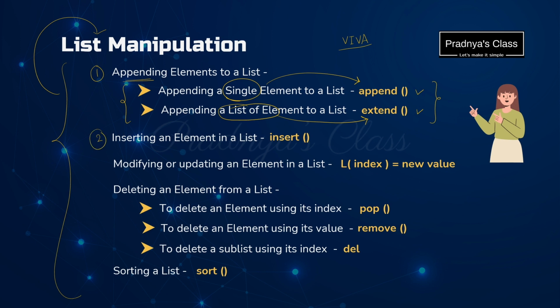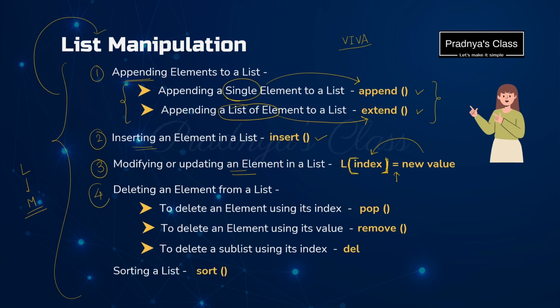Proceed to the second operation, that is inserting an item into a list. For that we use the insert method. You know list is mutable. We can change the content of the list. So to modify or update an element in the list, we can directly use the index. Using the assignment operator, we directly assign the value at that index.